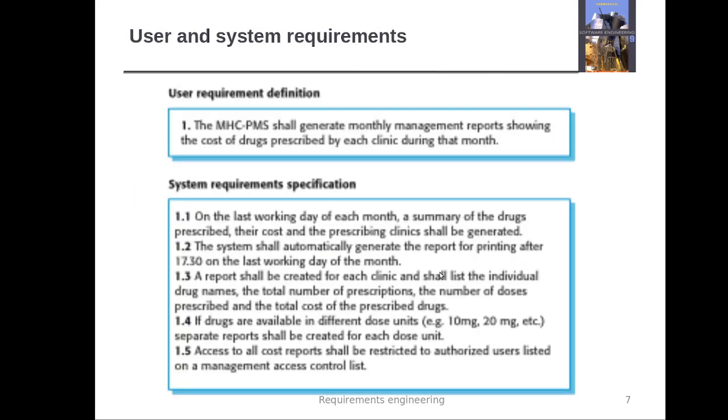So let us see one example. One of the user requirement definitions says that for a hospital we want a system, MSC PMS, the name of the system, which will generate monthly management reports showing the cost of drugs prescribed by each clinic during that month. So we have many clinics working together, and here we want a monthly report for each clinic.